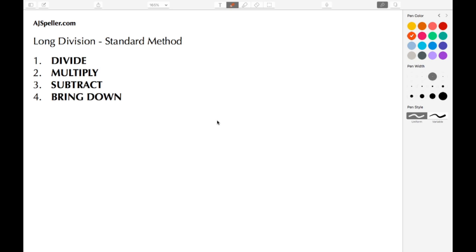In today's tutorial, we're going to use what I'm calling a standard method to solve a long division problem. Normally this is taught with these 4 steps. First step being divide, second step multiply, subtraction, and then bring down.